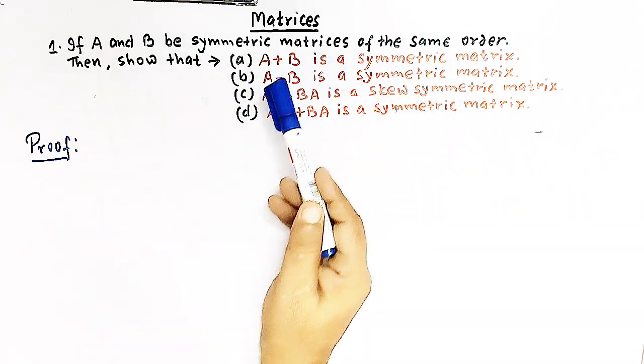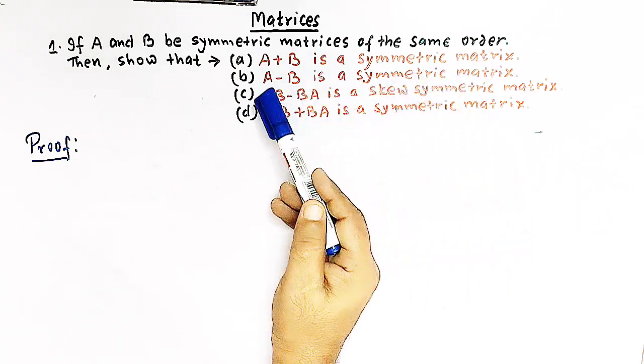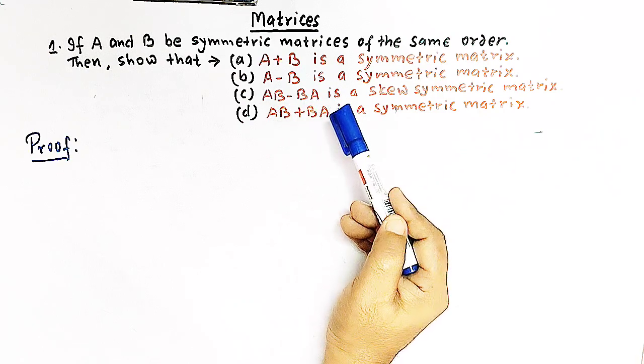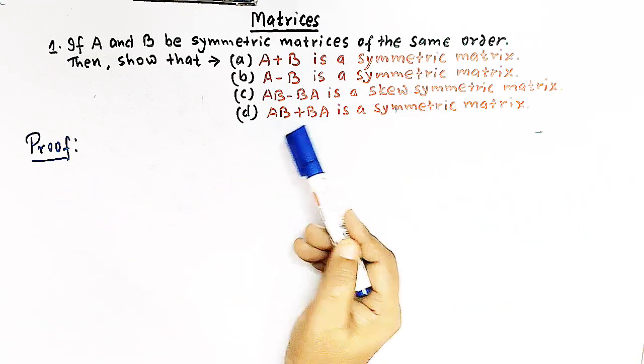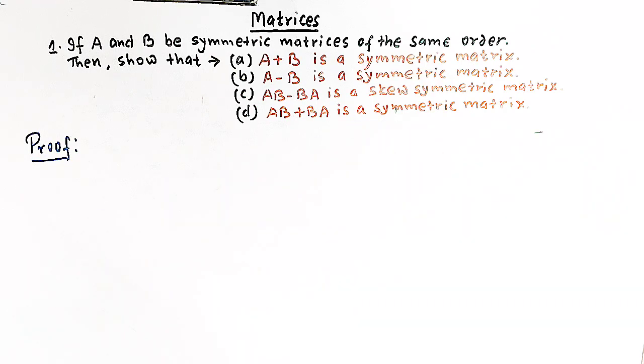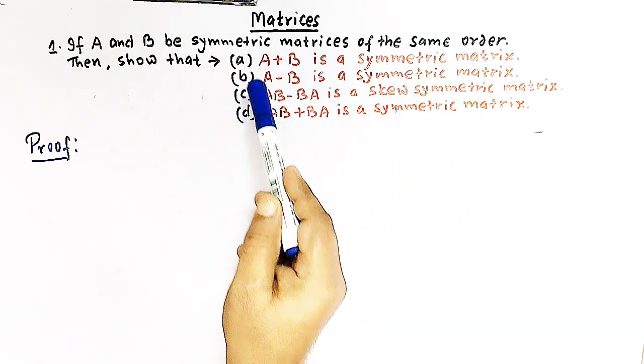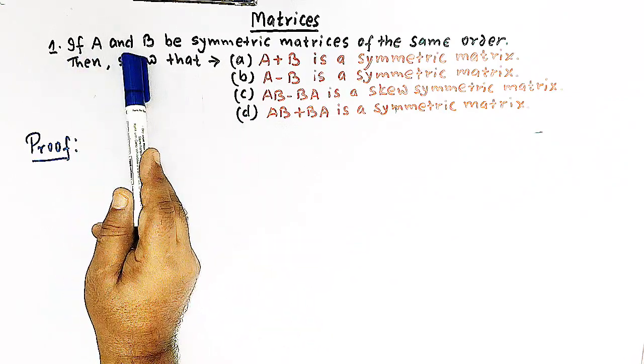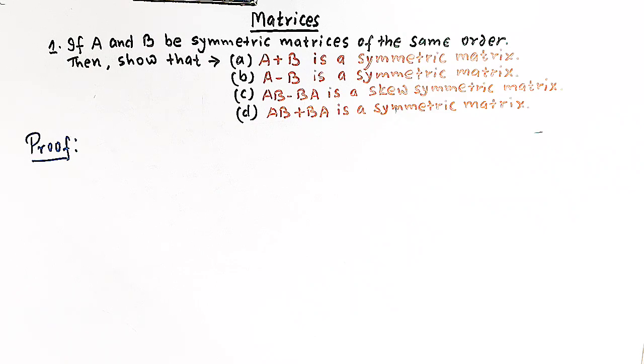Then we have to show that A plus B is a symmetric matrix, A minus B is a symmetric matrix, and AB minus BA is a skew symmetric matrix, and AB plus BA is a symmetric matrix, right? So here we are going to prove these four results when we are given two matrices A and B, which are given to be symmetric matrices of the same order. So let us make use of the definition of symmetric matrices and skew symmetric matrices to prove these four results.